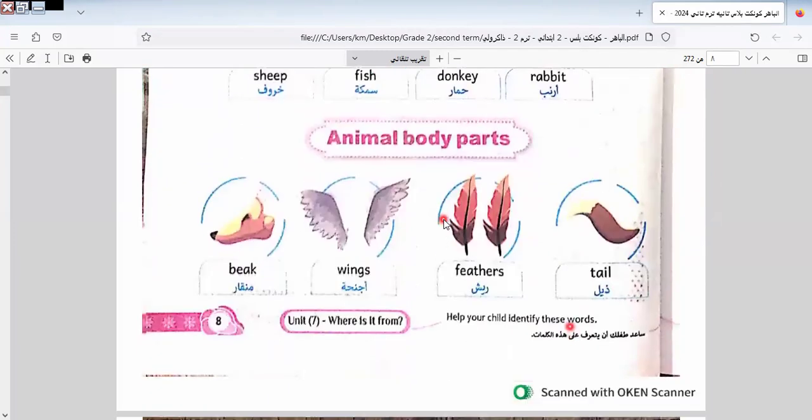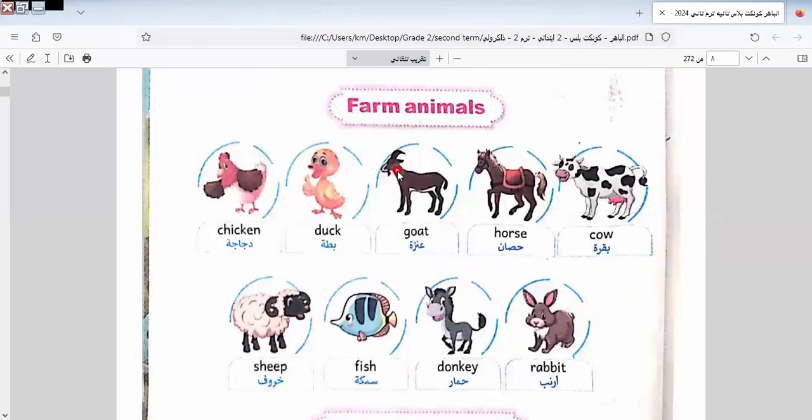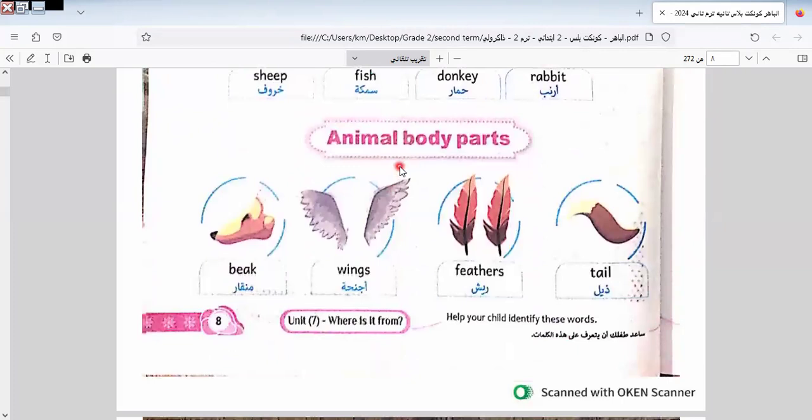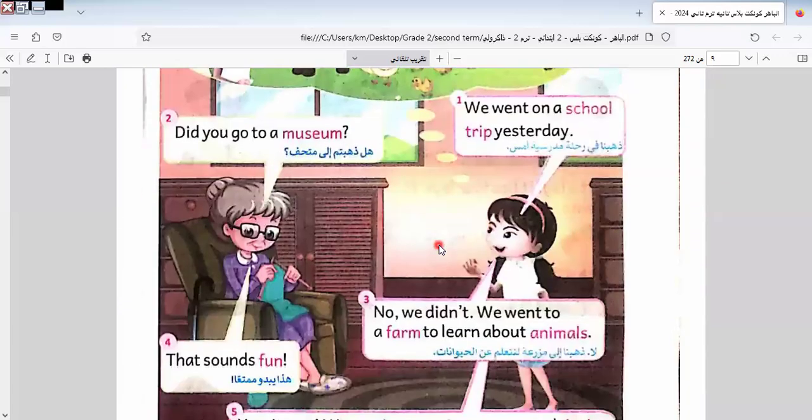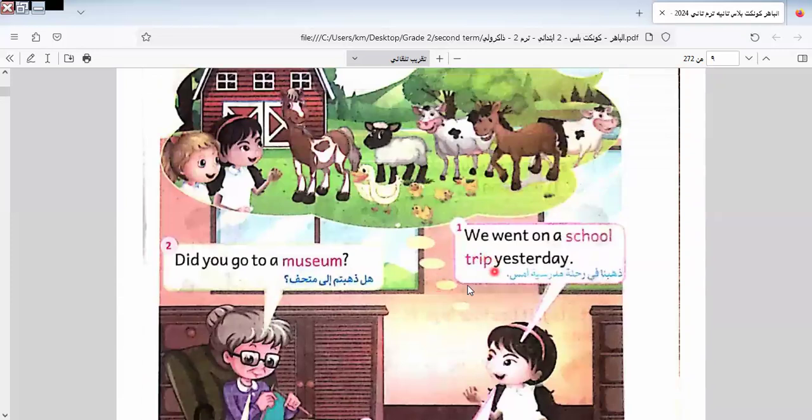I will go to another part here in this unit. Here we talk about animals, and this is called animal parts. Every animal has parts, like feathers, wings, tail, beak. So this is called animal body parts. We must know it. Beak, wings, feathers, and tail. I will go to another item here in this unit.